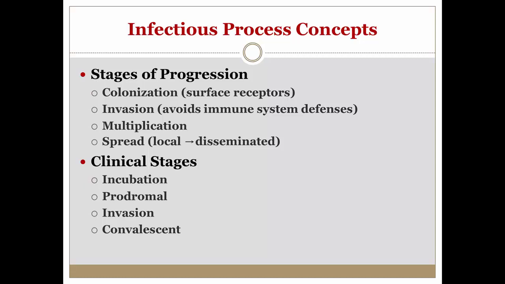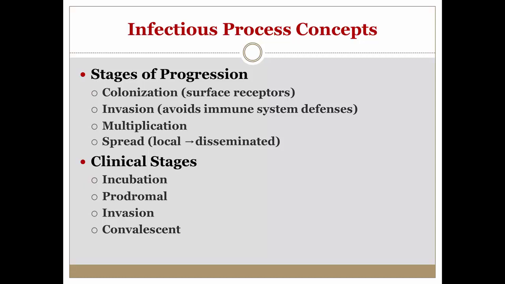When we think about stages of progression, there are four general stages to consider. And of course, we know that we have organisms present, but we don't necessarily become infected by those organisms. But the first stage of progression is colonization. In colonization, the organism actually adheres to surface receptors. And that's an important stage because by adhering to surface receptors, it provides a measure of protection from removal by the immune system.